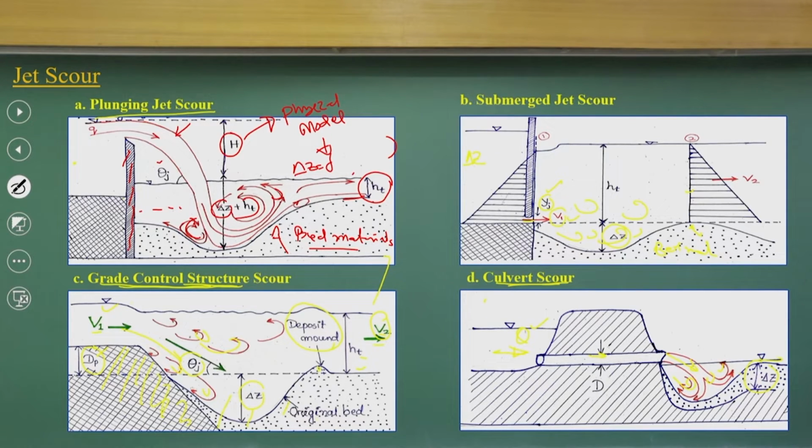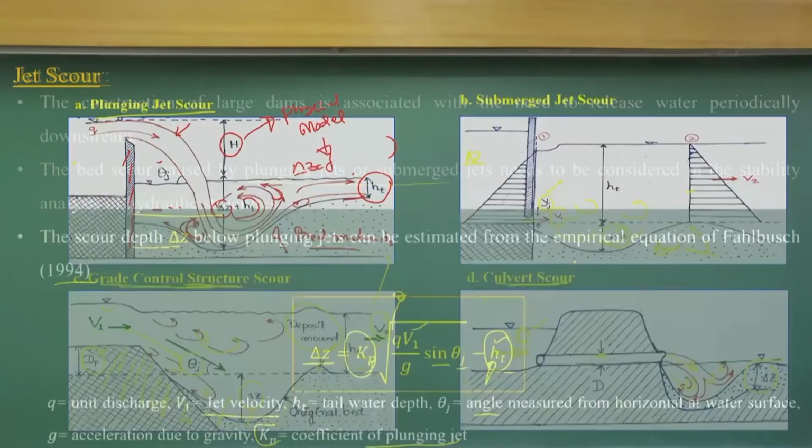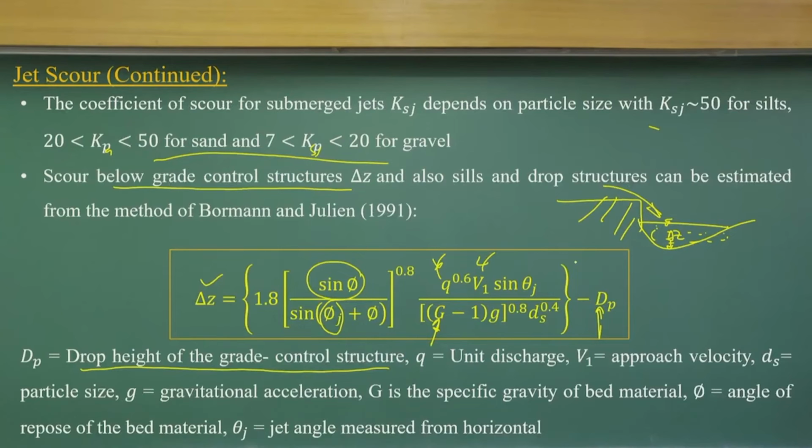So, looking at this, you can understand that we can have a relationship between the scour depth as a function of dP, ds, that is the particle size distribution, d50 most of the time we consider, then you have theta z, V1 and q. q is the unit discharge per unit width, V1 is approach velocity, ds is the particle size and g is the specific gravity of bed materials and phi is the angle of repose of the bed materials. Theta z is the angle measured from the horizontal.